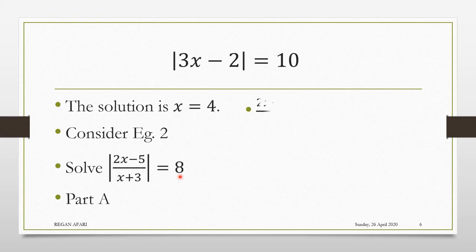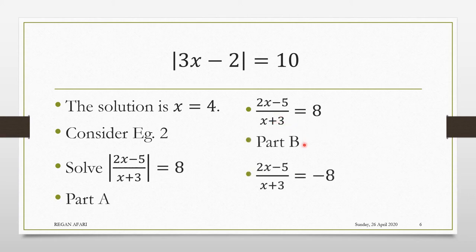Okay, so that's part A. Let's equate it to positive 8. Then this denominator will go and multiply the 8. So this is what we would do. For part A, I told you, equate it to positive 8, and for part B, equate it to negative 8. Then in both cases, you solve for x. So let's solve.